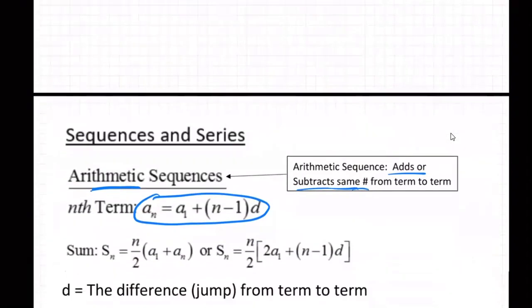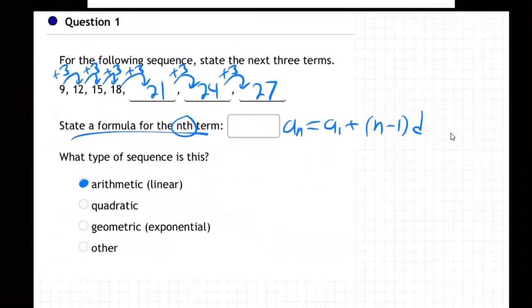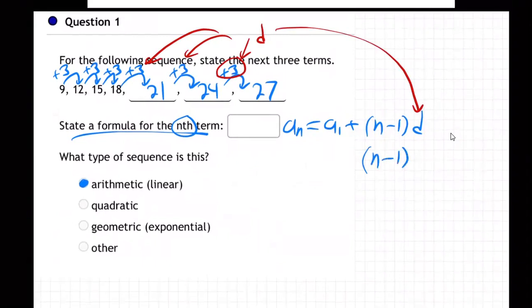What's the d? What it says right here, the d is the difference or the jump from term to term. So what's the jump from term to term? 3. That's the d. It's the difference from term to term. So the d is 3. Okay, so we got that. And then what's a sub 1? Well, that's just the first term, 9. Like that.